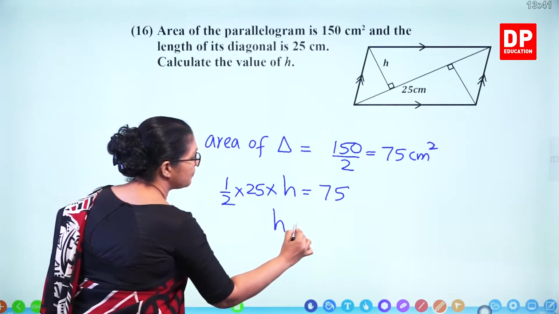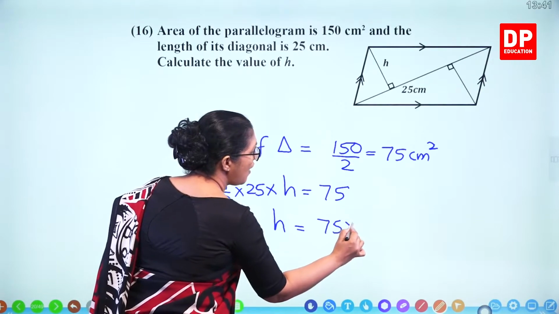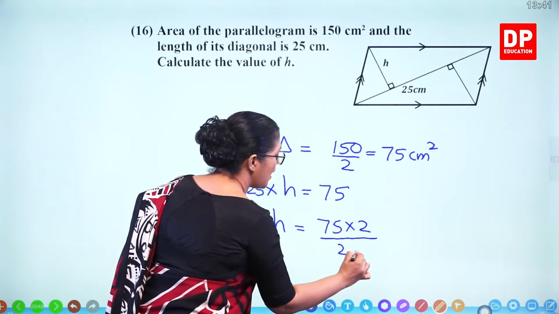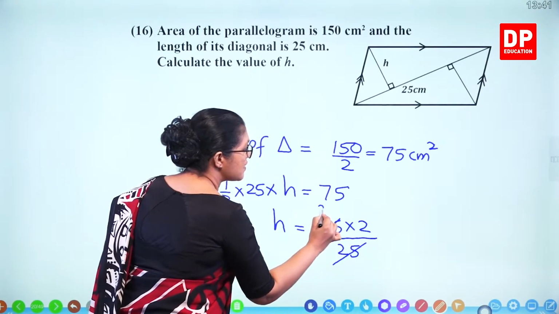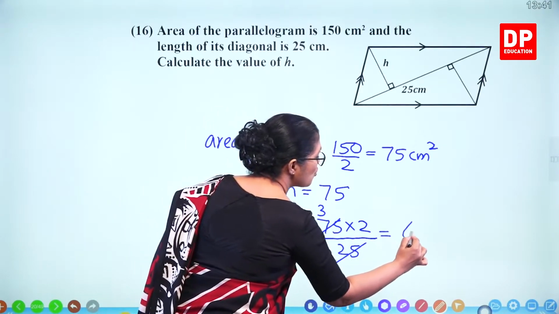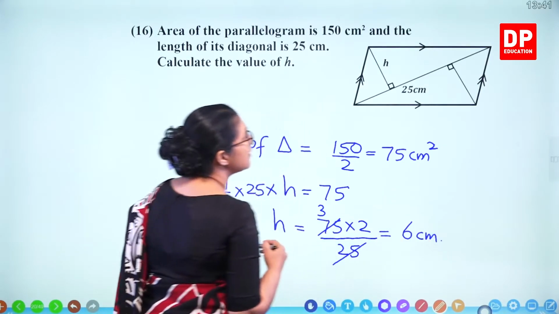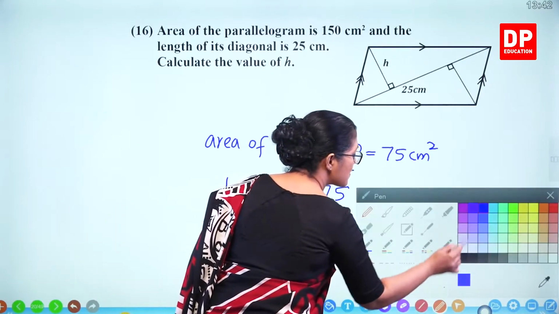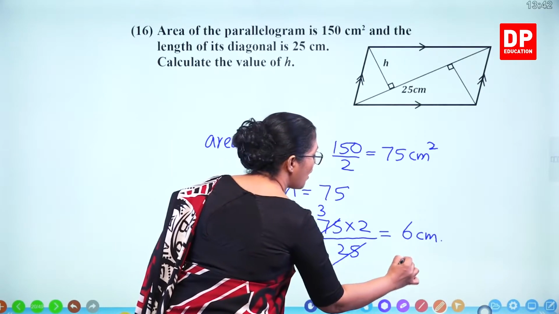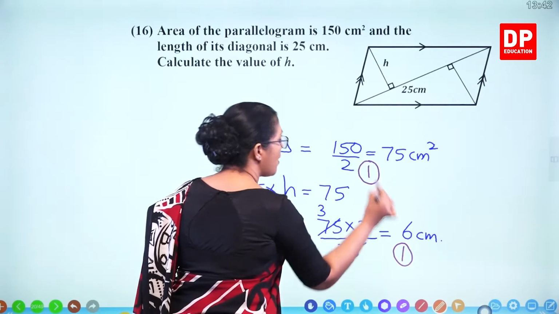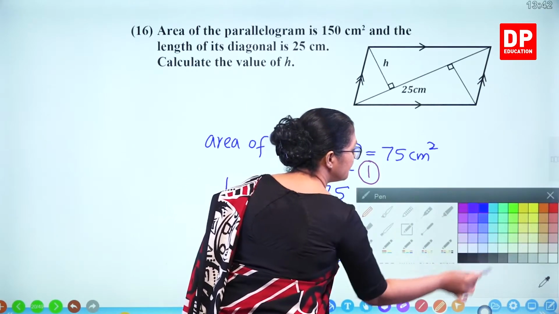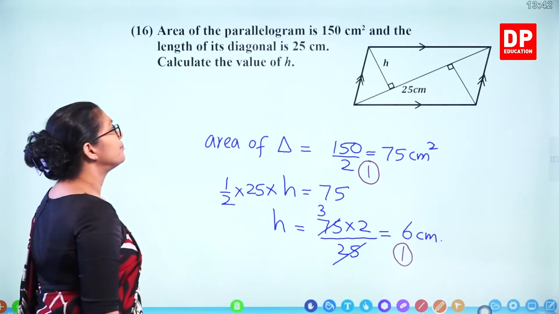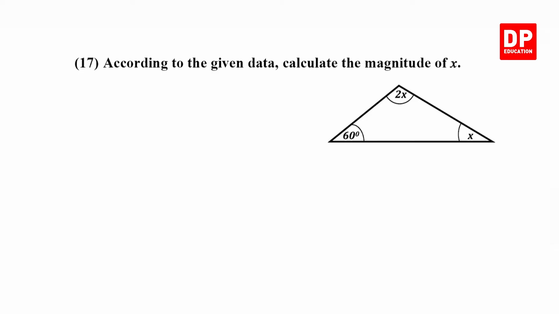Now what is h? 75 multiplied by 2 and divided by 25. So this is 3. 3 times 2, 6. That's 6 centimeters is h. So you get 2 marks. 1 mark here and 1 mark. Now we'll do the next one.